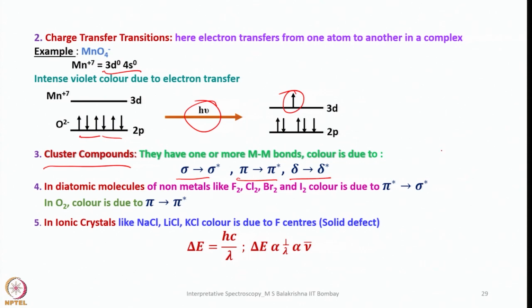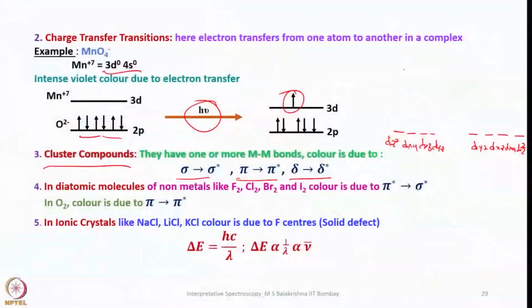If you just recollect your understanding, for example, we have a situation something like this. So here dz2, dxy, dxz, and dyz. Same thing is here, dyz, dxz, dxy, and dz2. It happens when two square planar complexes are interacting with respect to the principal axis. They are aligned in this way, in an eclipsed manner. In this case, something like this.